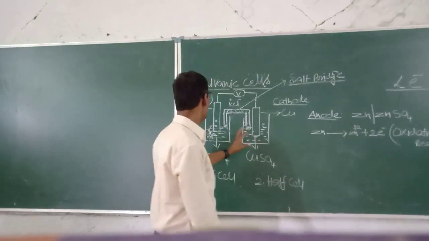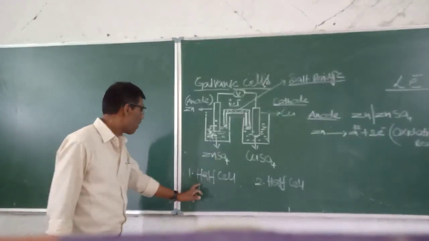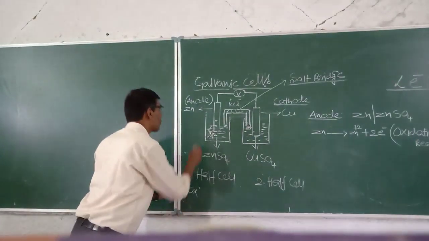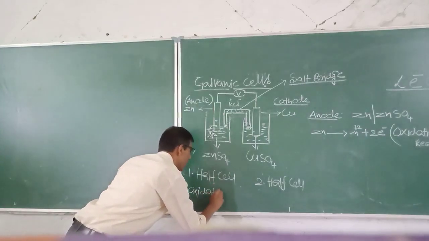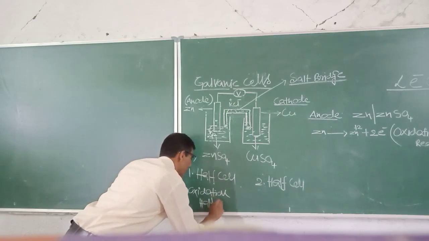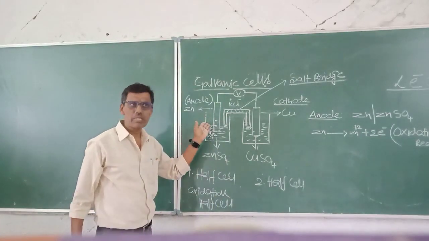Now, this is one half cell. This is called the oxidation half cell, or anode. The oxidation takes place here.